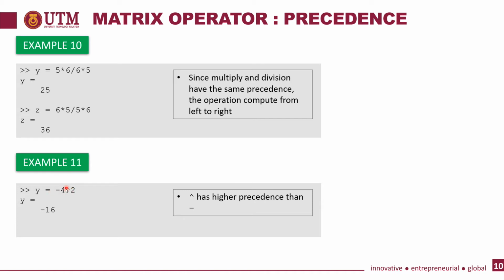Okay, so in example 11, you see here we are combining 2 operations together, which is minus and also the power. Based on the precedence level, the power has higher precedence than the minus. So what we should do is the power expression first. 4 to the power of 2 is equal to 16, and we will execute the negative value of 16, which will become negative 16. Alright, so you must know what the precedence level of each expression inside a matrix operator is.